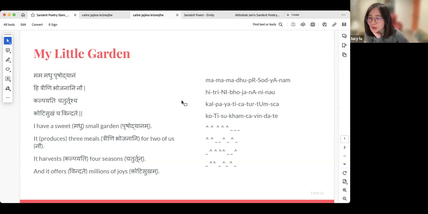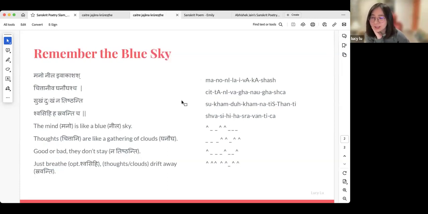All right, so the second one here, I thought about this when I meditate. So remember the blue sky, because the blue sky is always there. And the mind is like a blue sky. And thoughts are like a gathering of clouds. They pass and go, right? Good or bad, they don't stay. So just breathe, they'll drift away.